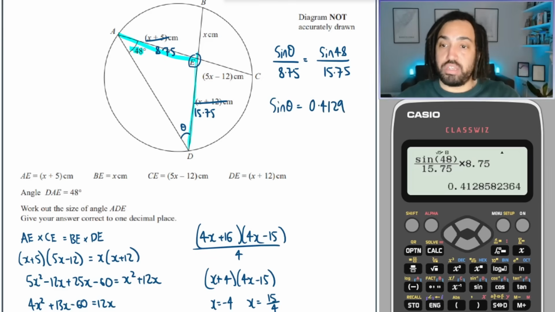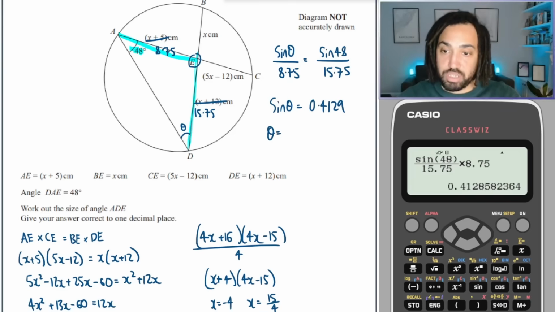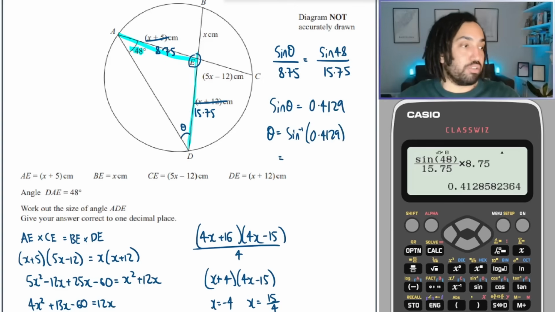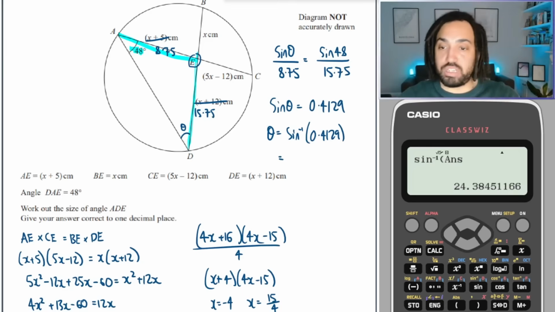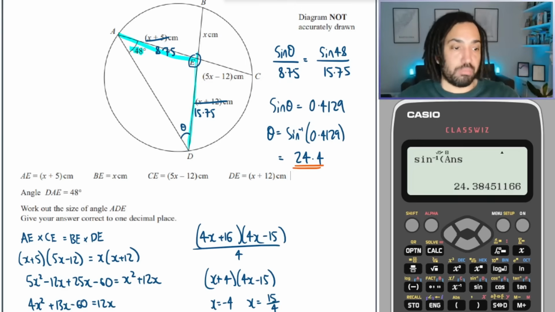0.4129. So then to find theta, the angle I'm looking for, I need to do sine to the minus 1, the inverse function of sine of that value. So I just type in my calculator, shift sine of the answer, and I get 24.4, and that is correct to 1 decimal place. Wow, what a lovely question. Bosh.